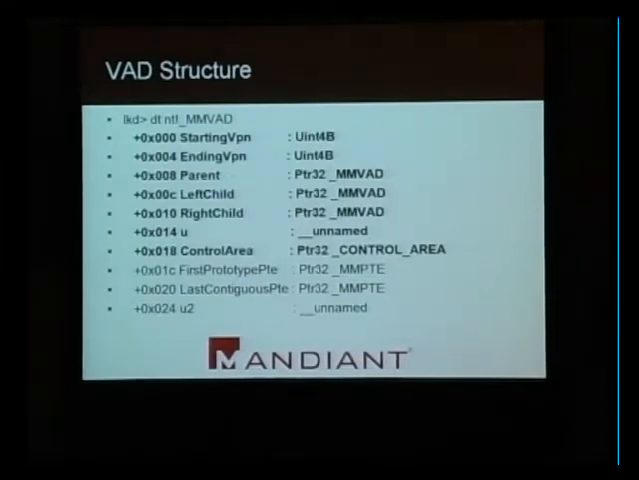The control area is a pointer to a structure that actually contains the name of the memory section. So if svchost is the process we're acquiring, the memory section that contains the svchost.exe executable is actually going to have the name svchost with its full path, which is very useful information and allows us to give the end user very useful information about what was acquired.